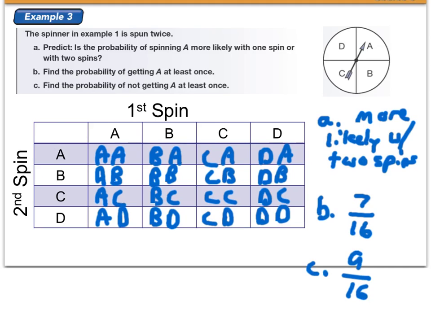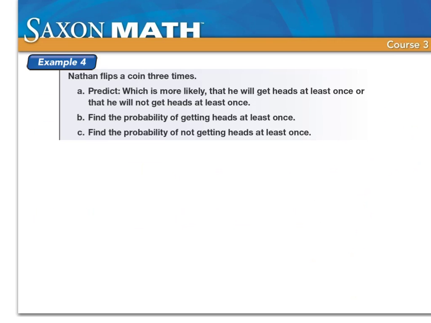So say I flipped a coin twice. We could do a table like this to show all the possible outcomes. Or say I rolled a die twice. A table like this would be pretty easy to make. Once we get more than that, though, it starts to get a little more complicated and tables aren't as good. So let's go ahead and look at another example.